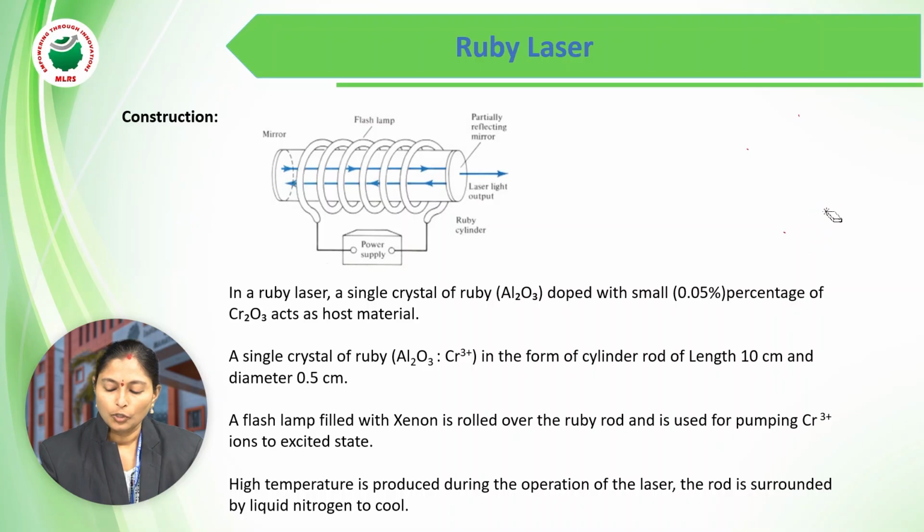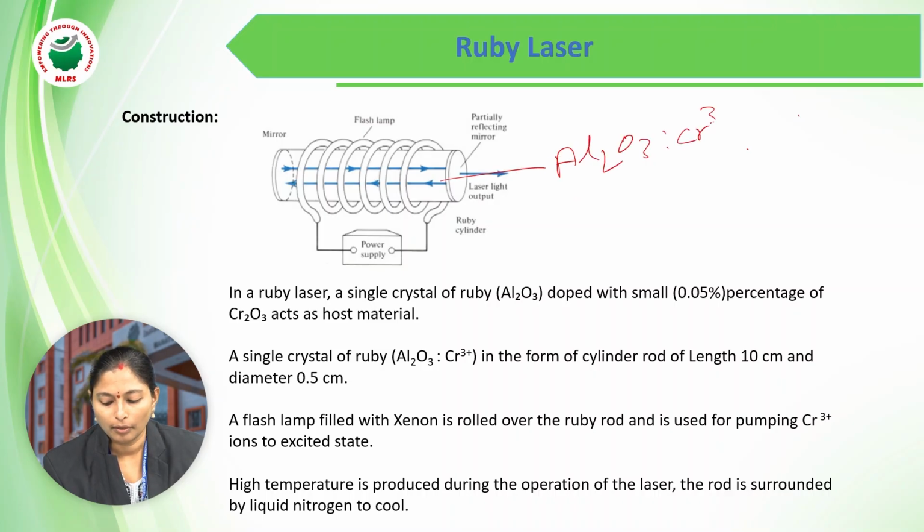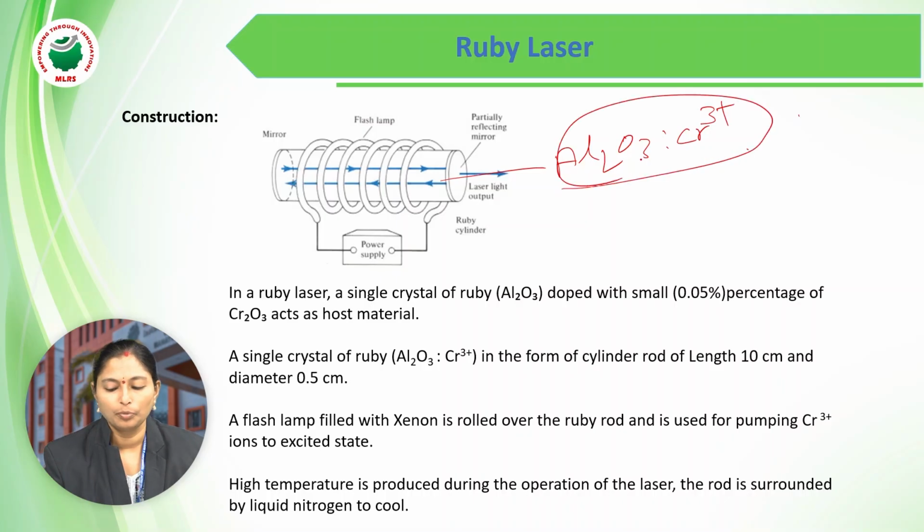The ruby rod consists of Al2O3 doped with chromium ions. This is our active material. And then our pumping source. What does pumping source mean here? The xenon flash lamp rolled over our ruby rod.